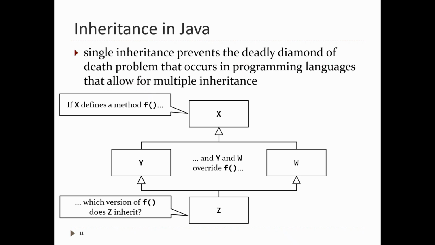It's not something I made up. If you Google deadly diamond of death, you will get the Wikipedia page for this problem. This is a problem that any object-oriented programming language that allows multiple inheritance has to deal with. And so the Java language designers decided this is not a problem they want to deal with, and so they don't allow classes to inherit from more than one superclass.